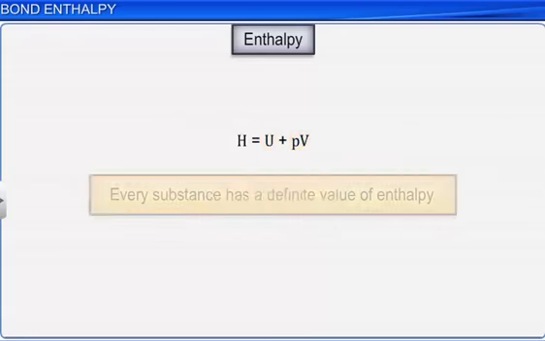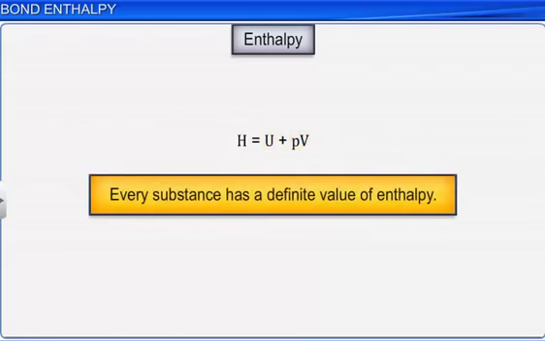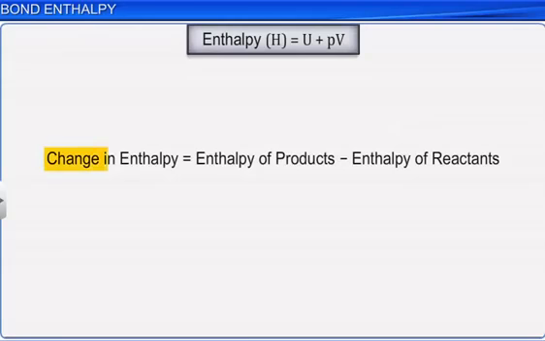Like internal energy, enthalpy of a substance cannot be measured. However, it is possible to measure the change in enthalpy. The change in enthalpy is equal to the difference between enthalpy of products and enthalpy of reactants. The change in enthalpy may be expressed as ΔH = HP − HR, where HP is the enthalpy of products and HR is the enthalpy of reactants.